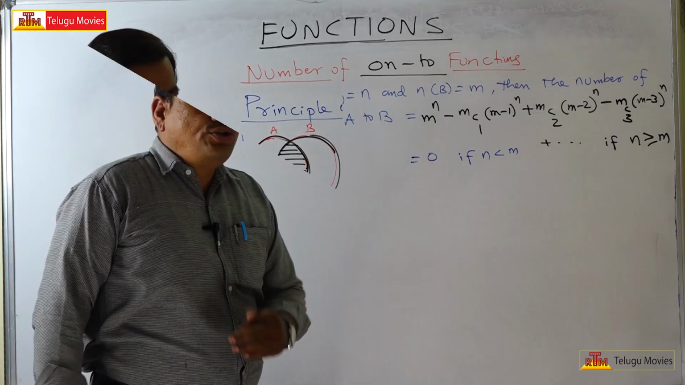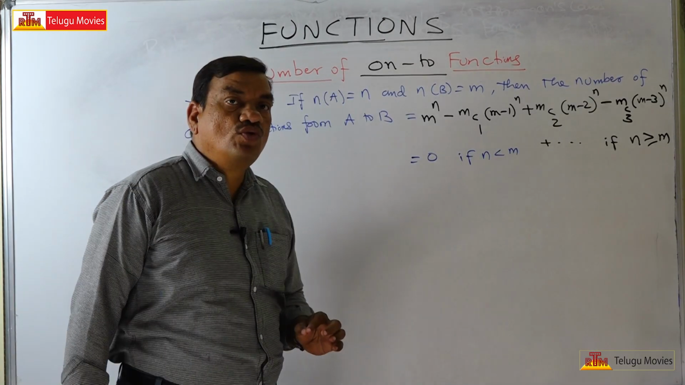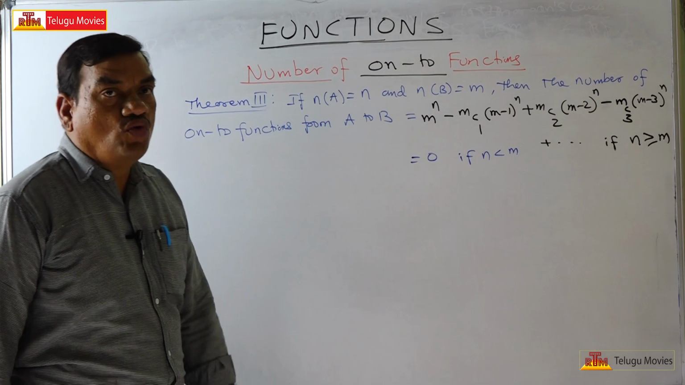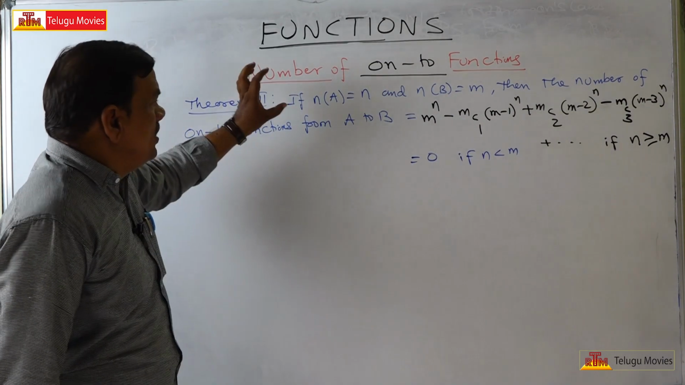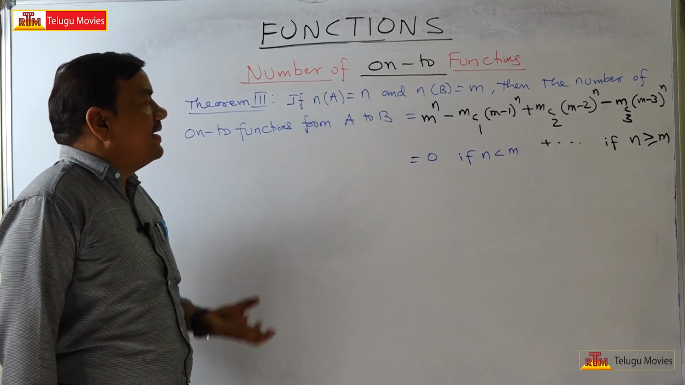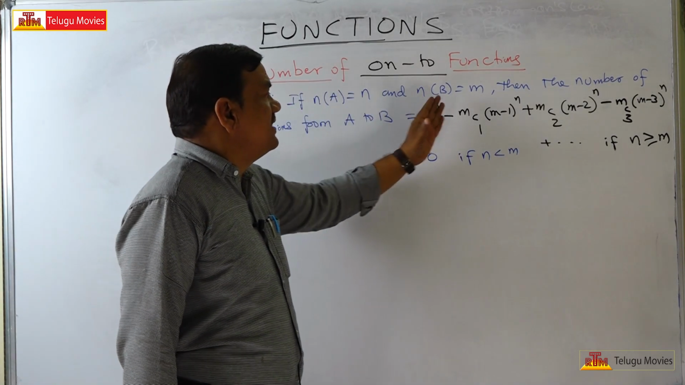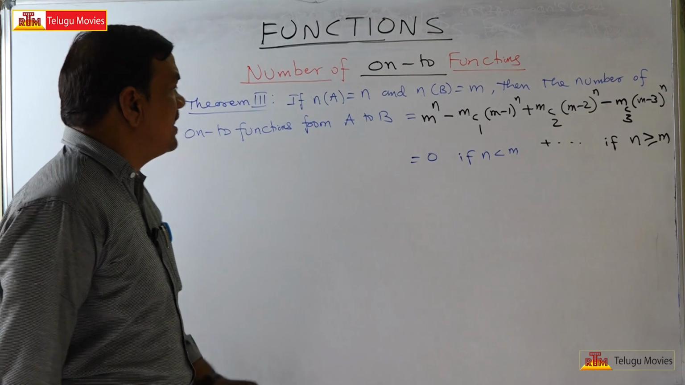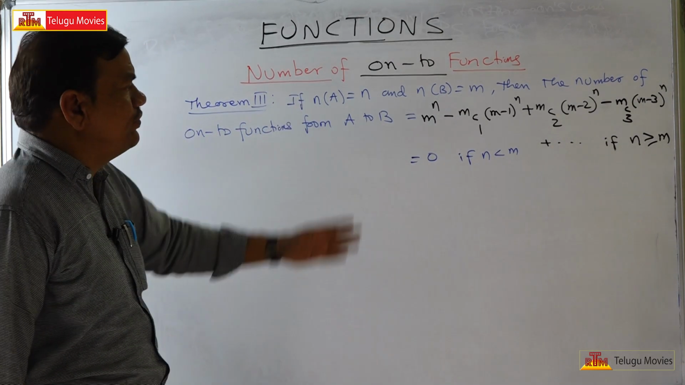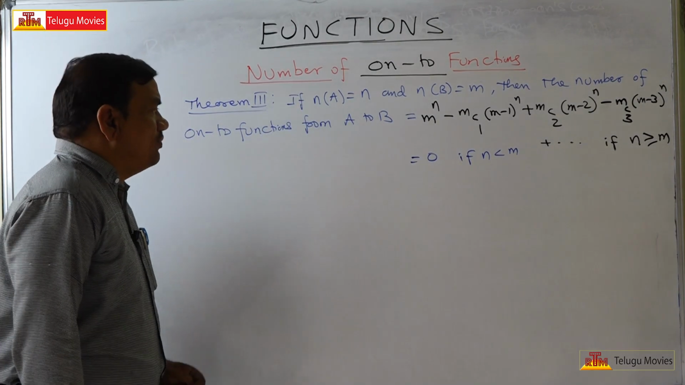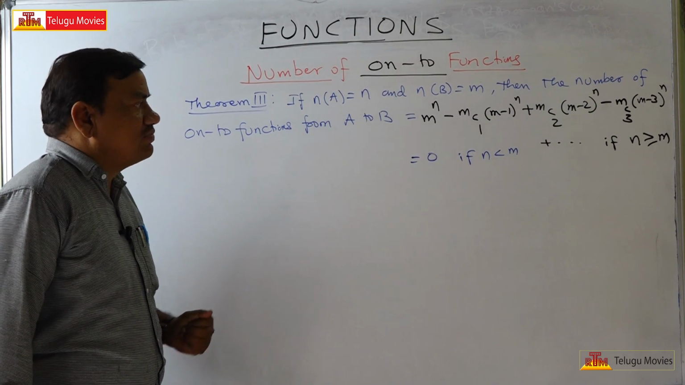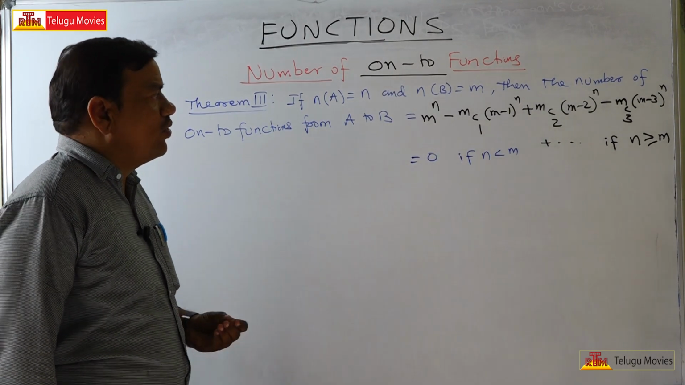Okay now. Right. So dear students, welcome to the proof of the number of onto functions. If A contains n elements and B contains m elements, then the number of onto functions from A to B is equal to m to the power of n, minus mC1 times (m minus 1) whole power n, plus mC2 times (m minus 2) whole power n, and so on.